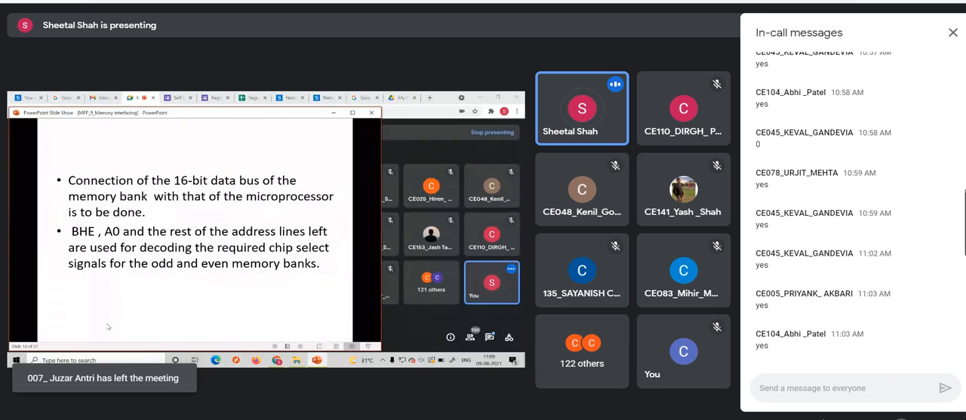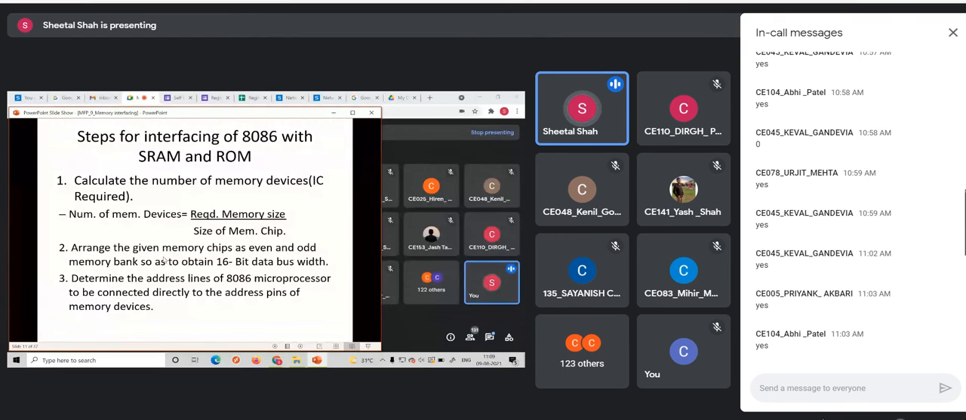So here the connection of the 16-bit data bus of the memory bank with that of the microprocessor is to be done. This is what we have discussed. And similarly, BHE bar as well as the A0 signal should also be provided. So now, what are the steps? How to interface the 8086 with static RAM as well as ROM?